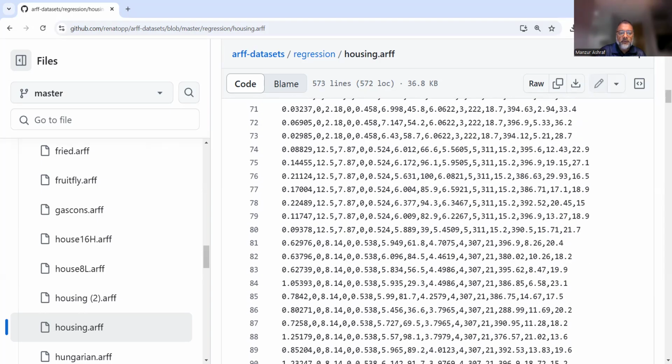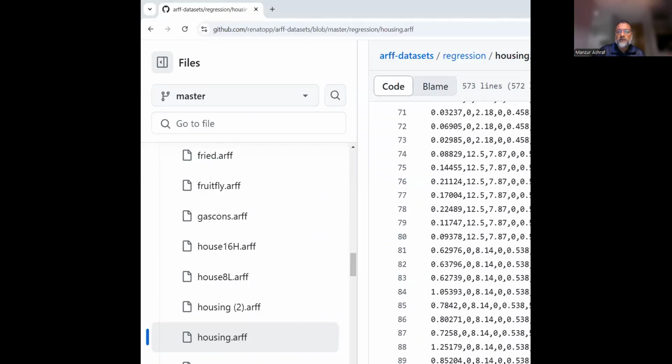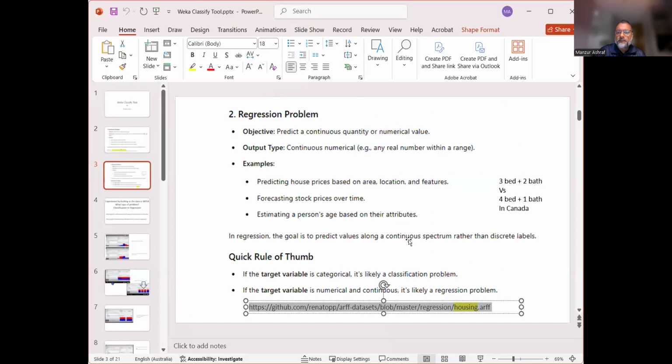Now I'm going back to the PowerPoint. So what we can see is, like predicting the house price based on area, location, or features, forecasting stock prices over time, estimating a person's age based on attributes.